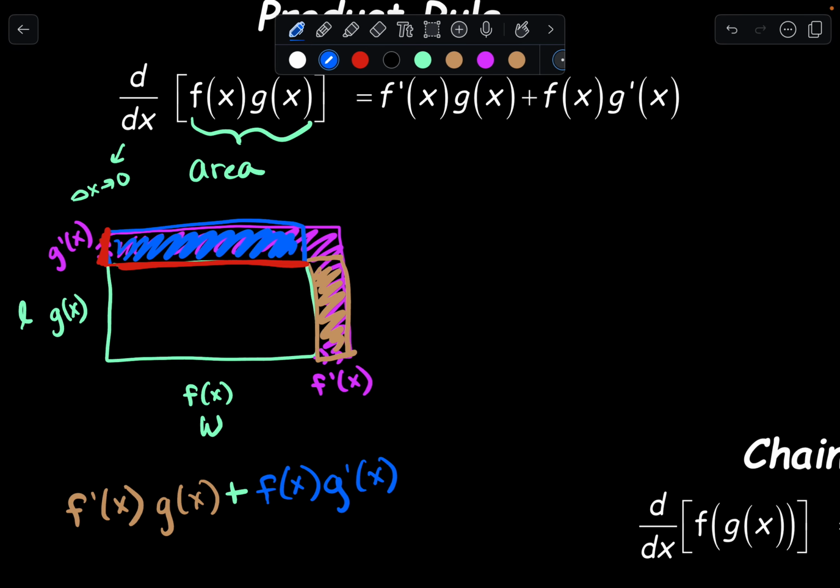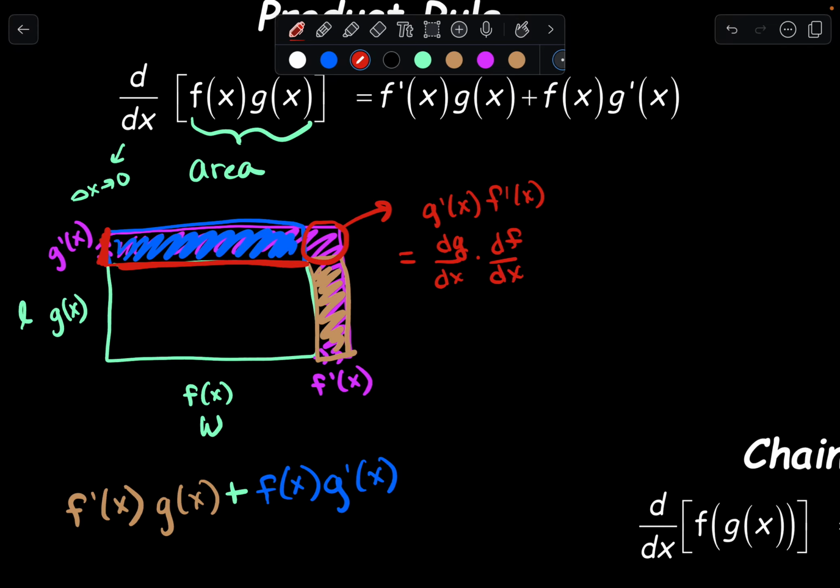Okay. And then hopefully some of you are wondering, but what about this little rectangle here? Because that is technically part of the change in the area. Well, if we think about the area of that square, it's a square, not a rectangle, I'm sorry. It will be g prime of x times f prime of x. And if we rewrite this using Leibniz notation, this would be the derivative of g with respect to x times the derivative of f with respect to x, all right?